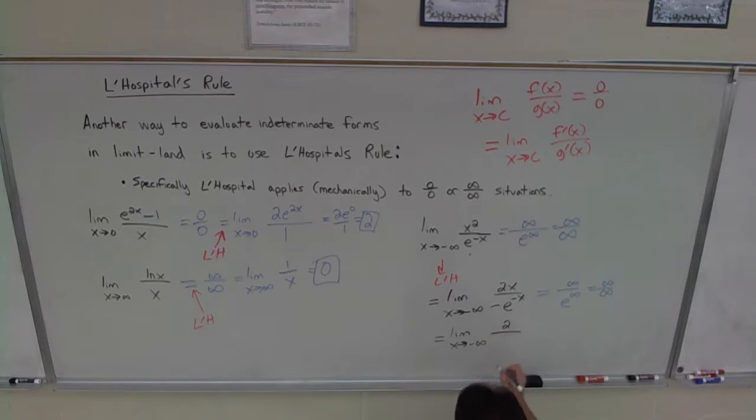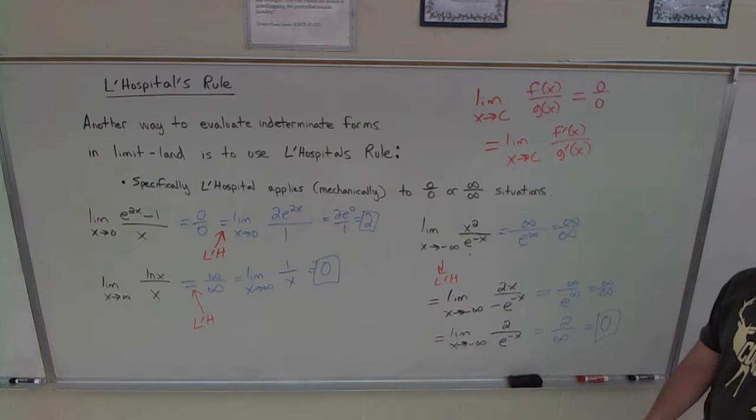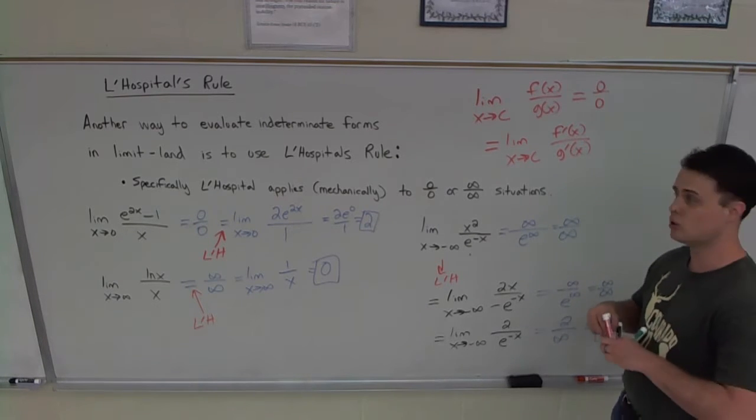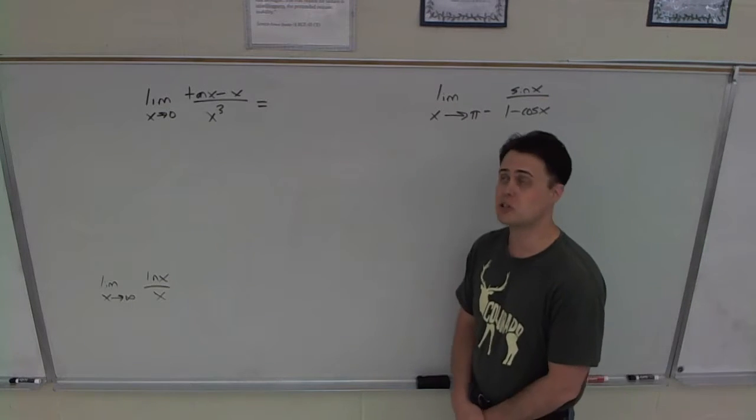So this is going to be 2 over positive e to the negative x. Yep. So now if I evaluate the limit, what happens on top? 2 over infinity, right? So that's going to be 0. And that's the answer to that one. Okay, let's look at just a couple more examples.